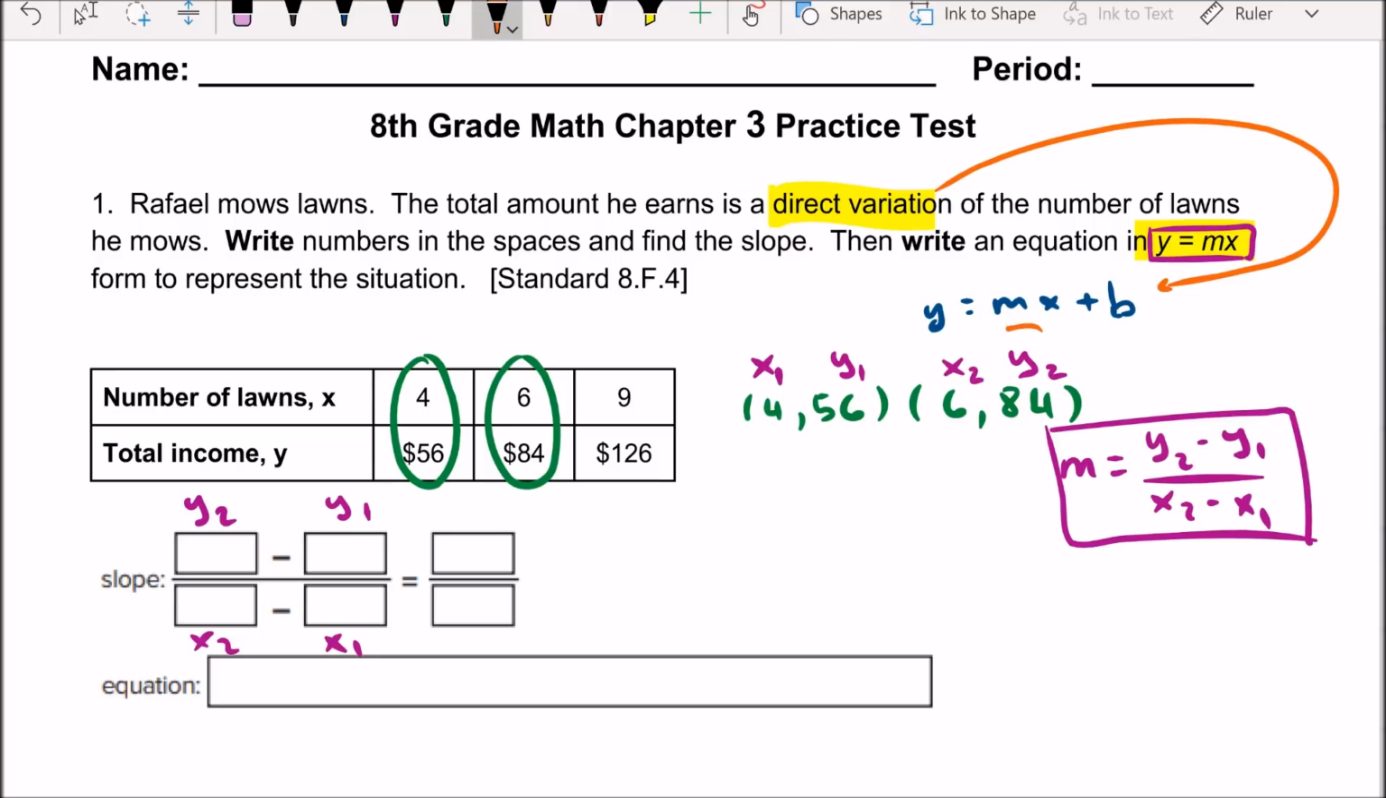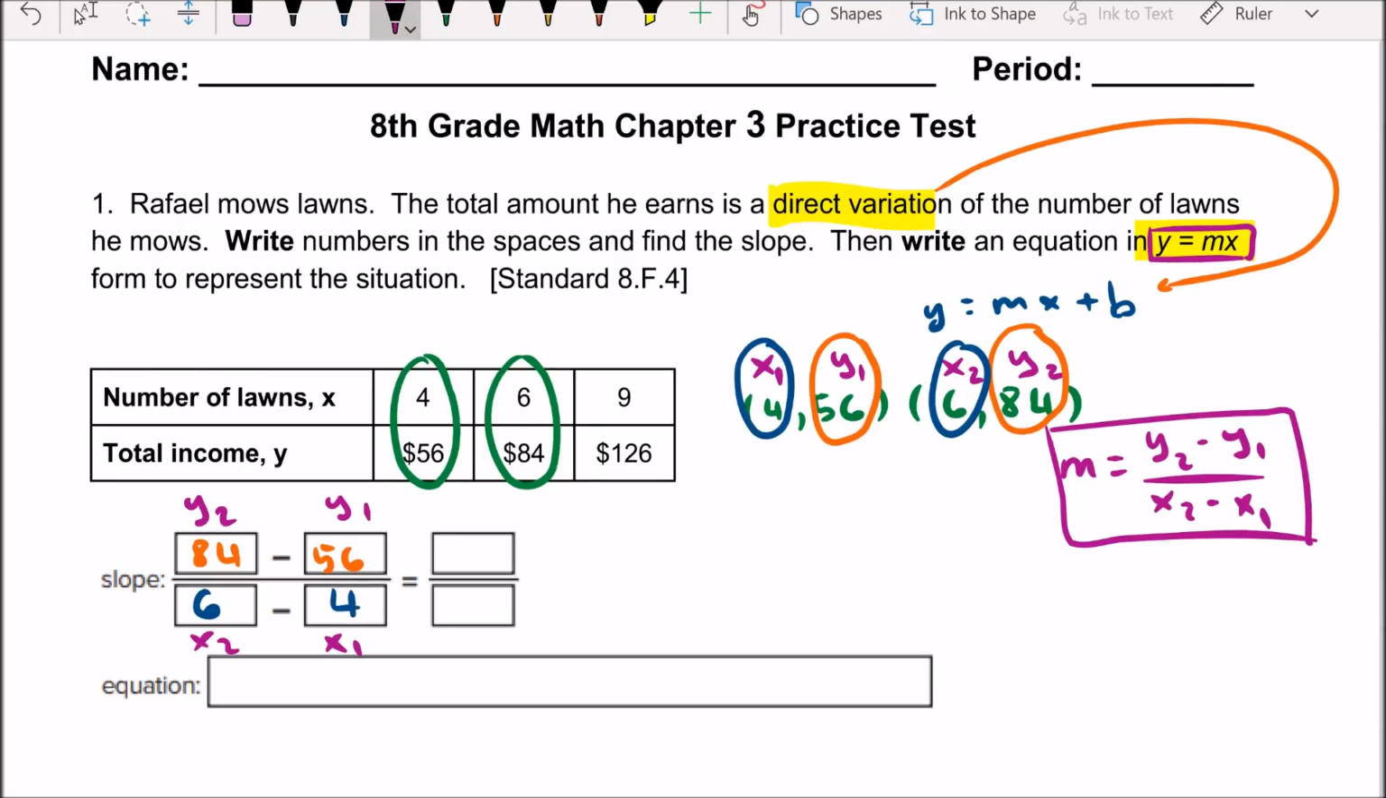Based on our labeling, y2 is 84 minus y1 is 56, over x2 is 6 minus x1 is 4. Okay, if you need time to write down any notes during the video, go ahead and pause it. Do not write while I'm talking, because you may lose the information when you copy it down. So pause the video, copy everything down, and when you're ready, hit play, and we keep going from there.